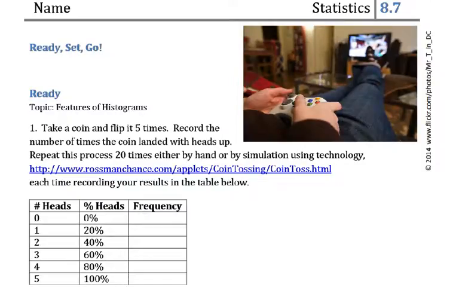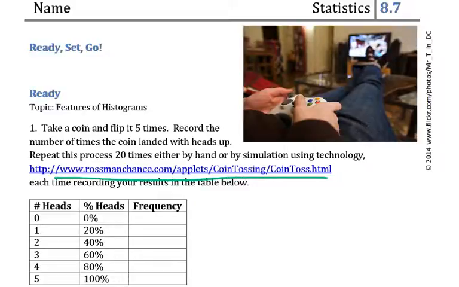Alright, here we go. Statistics 8.7. It's all about simulations, so you want to make sure you have some internet capabilities, because there are some great websites, which is actually on the homework, that can help us do a lot of this stuff. Okay, so the first one asks us to go to this website here.